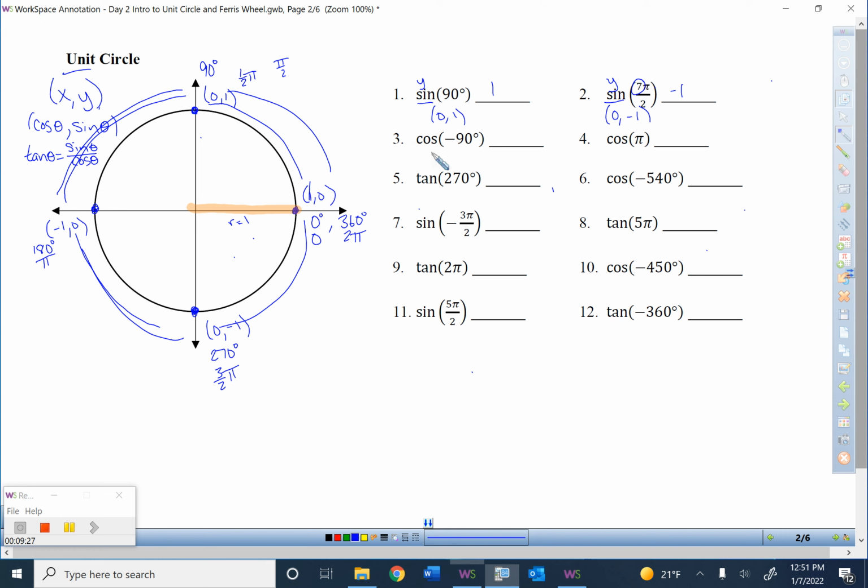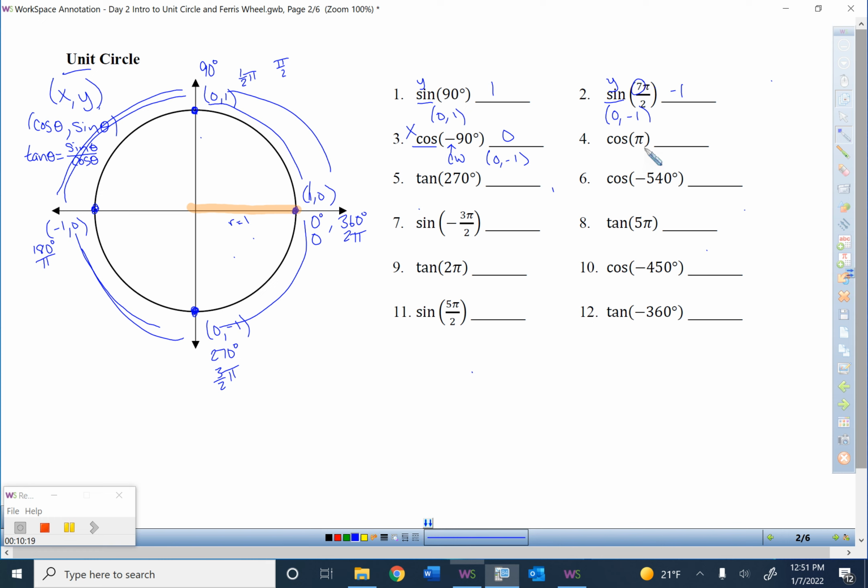All right, next up we're going to look at cosine of negative 90. We learned last time that negative just means we're going clockwise instead. So this time, starting from my 1, 0, I'm going down 90 degrees, so I'm at 0, negative 1. Same point as last time, but this time I'm looking at the cosine value, which is x. So the x-coordinate of this point is 0.